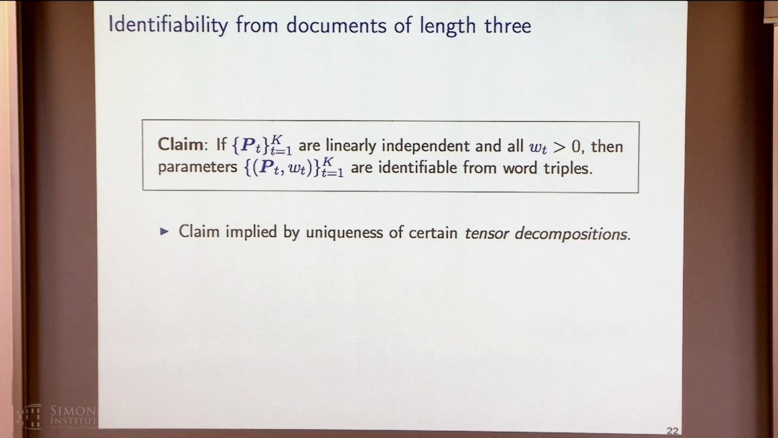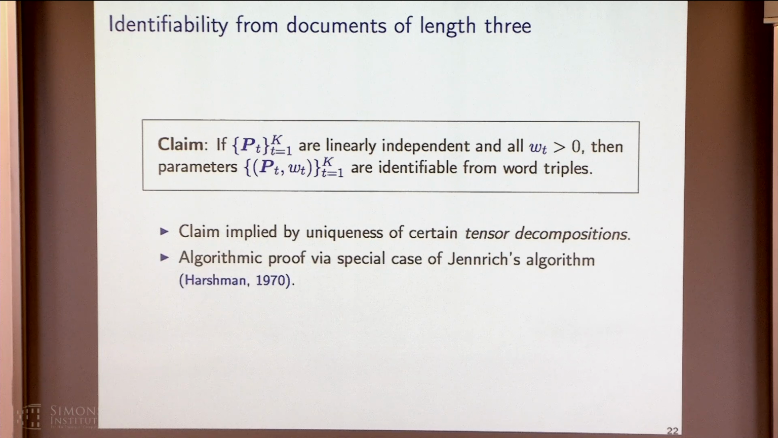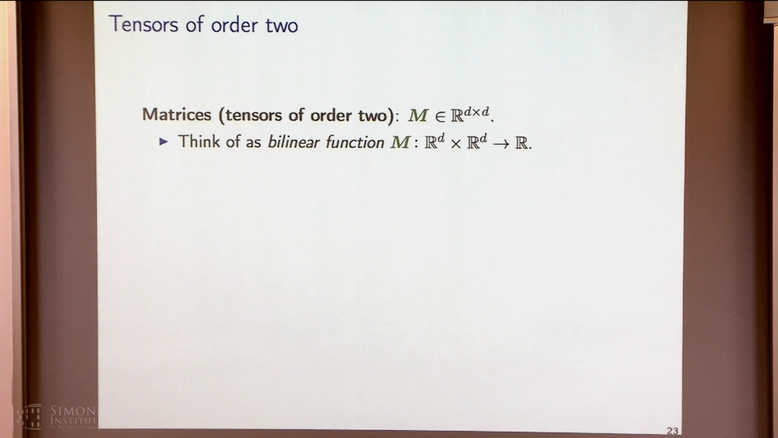What's nice is that this claim is implied by a much more general result on tensor decompositions and the uniqueness of these kinds of decompositions into a very simple form. There's actually an algorithm for finding these decompositions due to Jennrich. Before I tell you about Jennrich's algorithm, let me give you a very high-level overview of tensors, because they're a little bit different from matrices. Matrices are a special kind of tensor, just tensors of order 2.